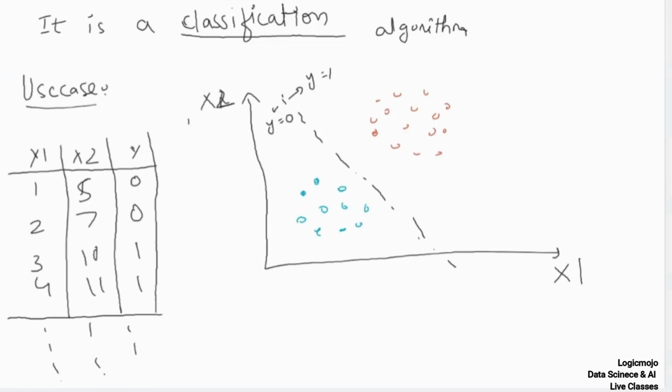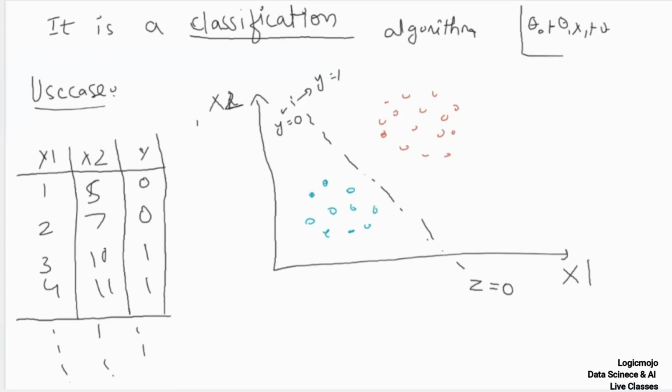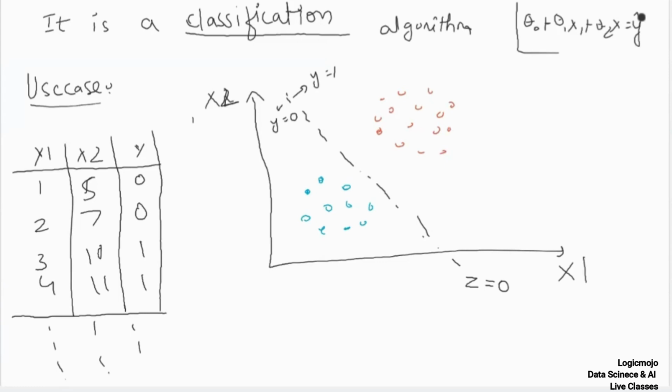So now, some more details here. This line will be called z equal to 0. Usually when we do linear regression, this is what we predict. We predict z. The linear regression that we did earlier is like this, right? Theta 0 plus theta 1 x1 plus theta 2 x2 equal to y hat. So this is what we predict. Sorry, this is what linear regression is, right? So that's what we try to do.